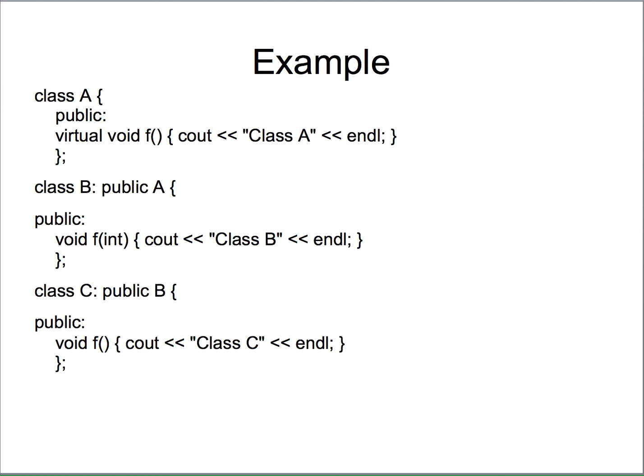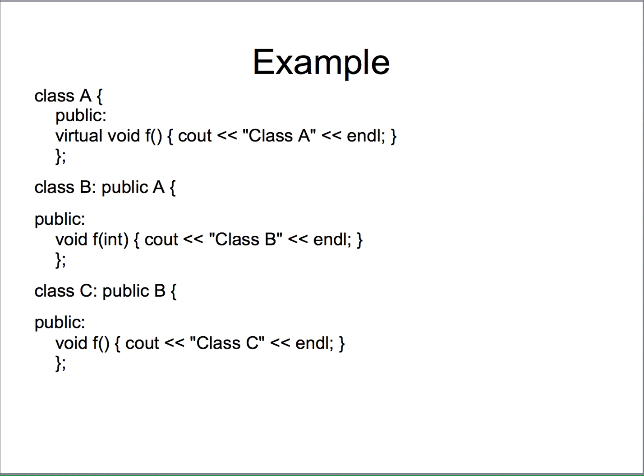Here's a class A, which is going to ultimately be our base class. It has a virtual void function f. f prints out a message, and we've declared it virtual, and it has a signature with no arguments. Then class B, which is derived from public A, also creates an f, but it takes an int. So that's not really overridden because it has a different signature. And then class C creates a function f, which does match the same signature as the one in class A, so this would override the one in class A.